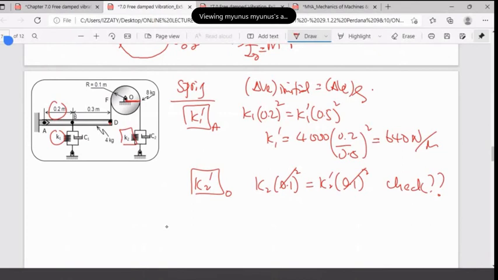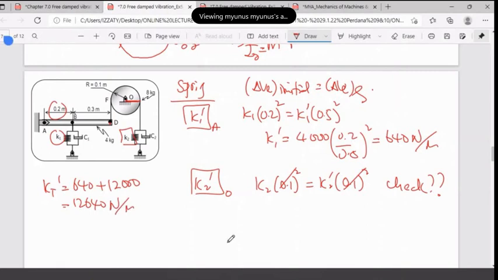Okay, so you have K2 and K1, correct. Then you have KT here: KT prime is equal to K1 prime, which is 640, plus K2. They provide you K2. What do you have for K2? K2 is 12,000. So you have 12,640 Newton per meter.